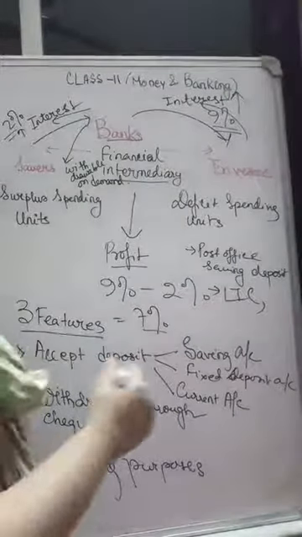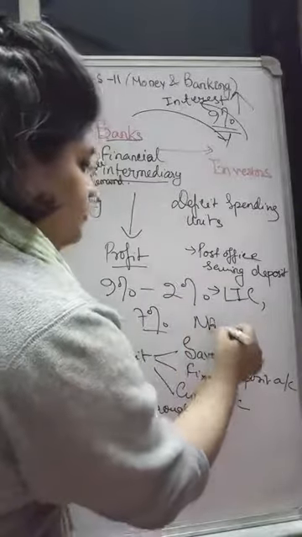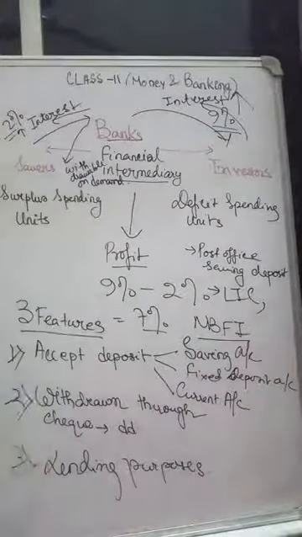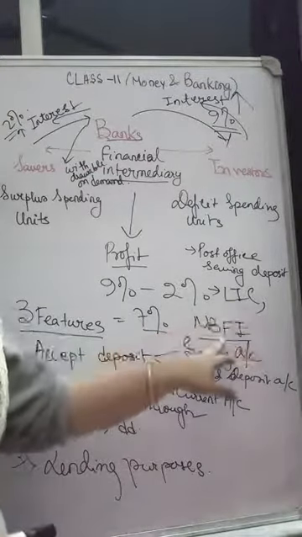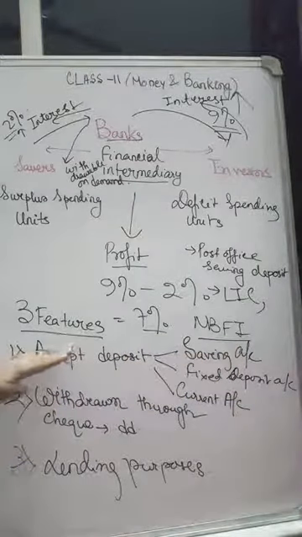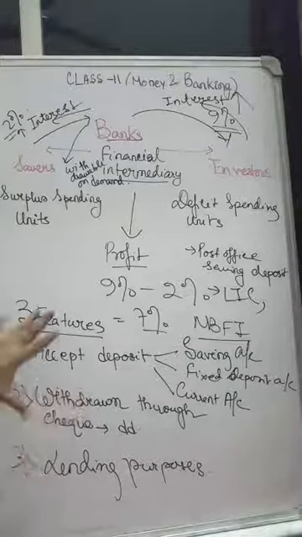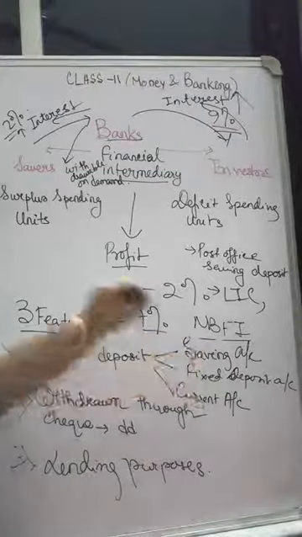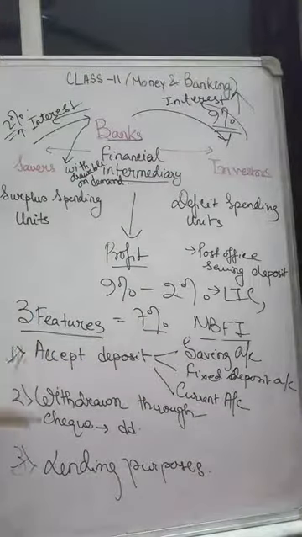So the name is non-banking financial intermediary, NBFI. Non-banking financial intermediaries also act as financial intermediaries because they at least have one or two features of a bank or of a financial intermediary. But why do we call them non-bank? Because for being a bank, all these three features are mandatory. If any one feature is not present, then it is a non-banking financial institution.